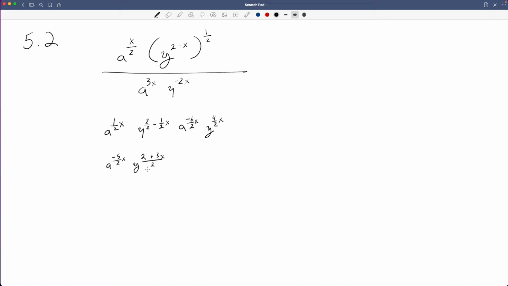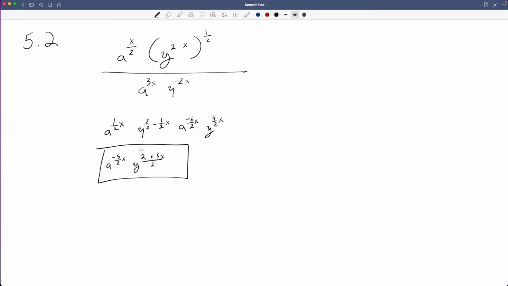Now we could do 2 over 2 is 1 plus 3 over 2x, but that kind of defeats the purpose of writing it as one item or one unit, right? It would still technically be correct, but this is what we prefer. All right, and that would be your answer.